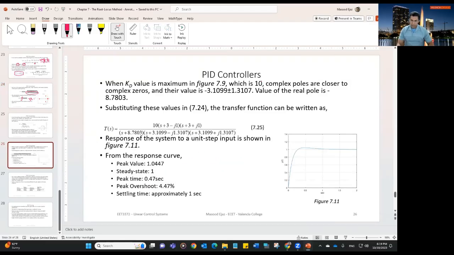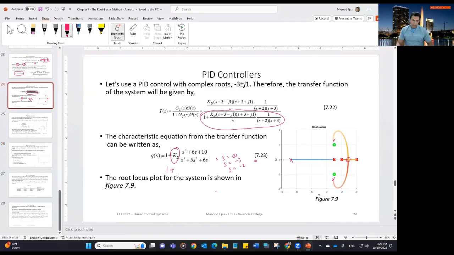So for the value 10, complex poles are closer to complex 0. Their values are negative 3.1099 plus minus j1.3. And the value of the real pole is 8.7. It should be negative. Yeah, negative is here, so it's negative 8 point something that is shown over there.